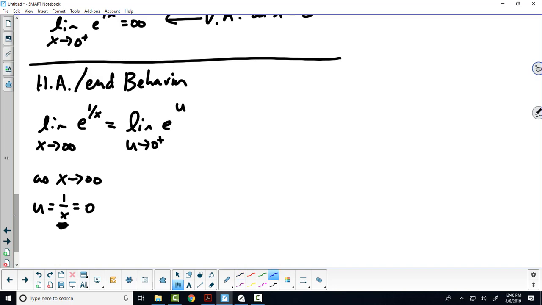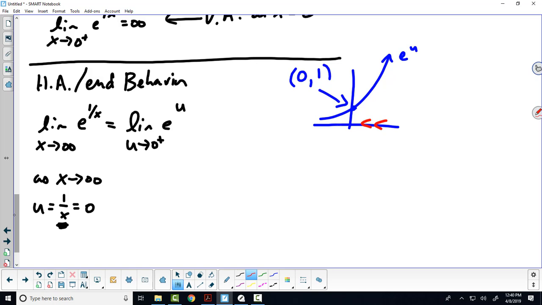So if we look at the graph of e to the u, what happens as we approach 0 from the right? Well, actually, the direction of approach doesn't matter. But as we approach 0 from the right, the y values are approaching 1. So this limit comes out to be 1.